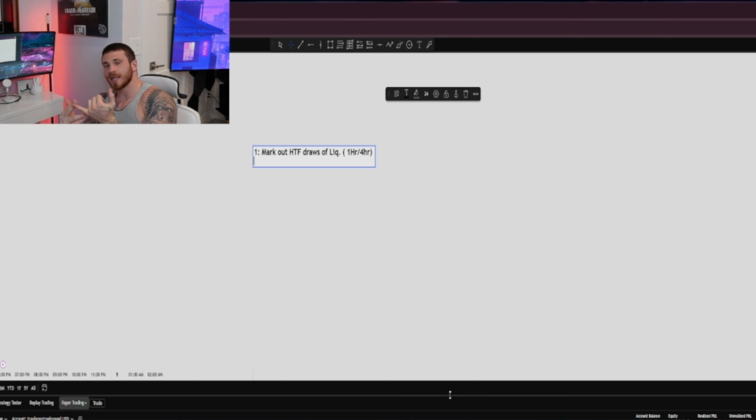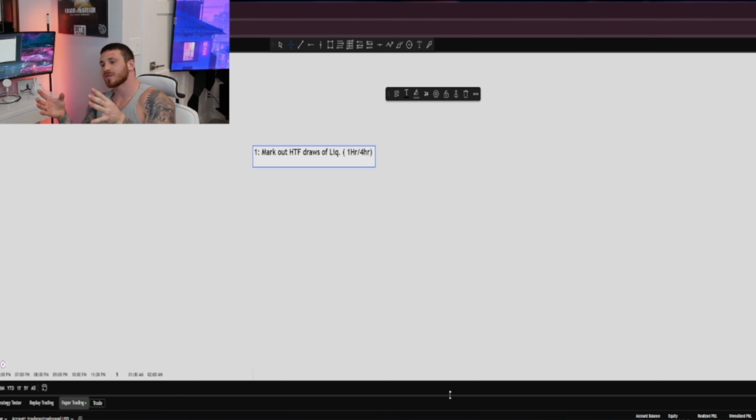You want to mark out your high time frame lows and highs, like your 1 hour highs, 1 hour lows, 4 hour highs, 4 hour lows, all your draws on liquidity where price can react off of. You can even mark out your 1 hour fair value gaps or 4 hour fair value gaps. If price retraces back into them, it shows buying pressure. Let's say it's a bullish fair value gap, when you scale down to the lower time frames, and then you continue scaling down a little bit lower, find your entry, right? So first thing you want to do, mark out your high time frame draws on liquidity, right?